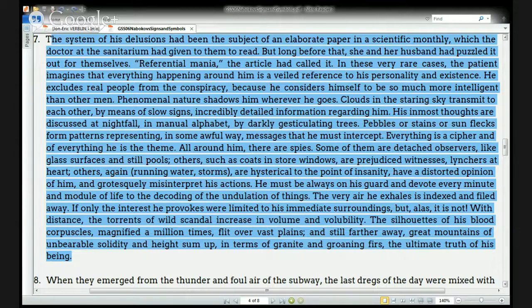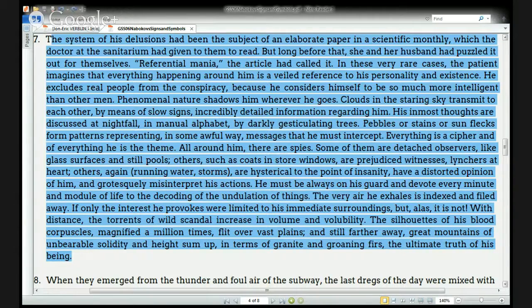Schizophrenia. Anything else? A word that comes to my mind is paranoia. Paranoia, when you think there's a conspiracy around you. So he may be schizophrenic. There seems to be a lot of paranoia. Hysteria, absolutely.